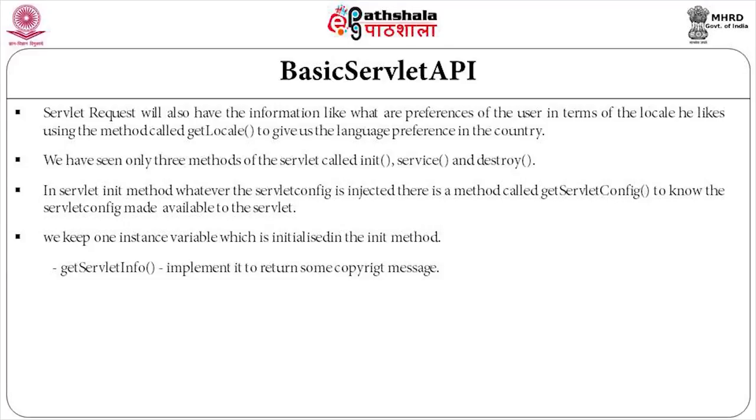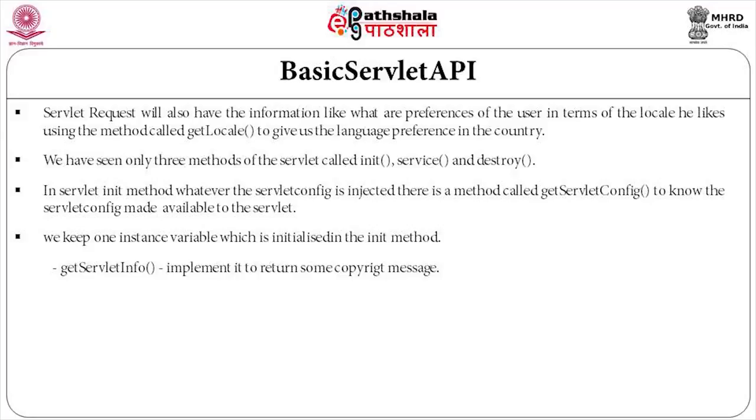For example, the servlet request will have information related to the preferences of the user, in terms of what locale he likes. So, we even have a method like getLocale, to give us his preference related to language and country. So, a lot of methods are available in the servlet request, but most of the time we are interested in the parameters being submitted by the user, and if there is content, we are interested in reading the content from the client. So, those would be the methods commonly used.